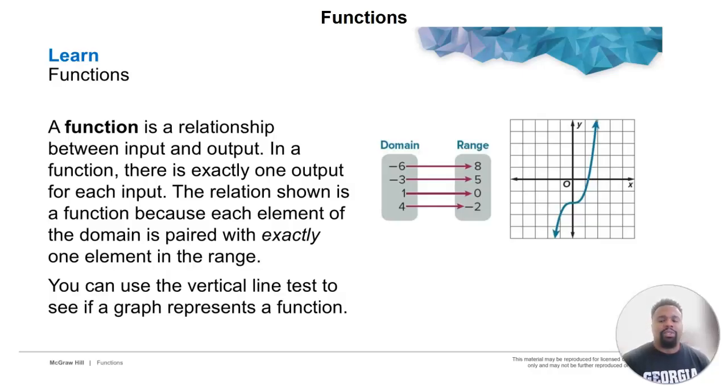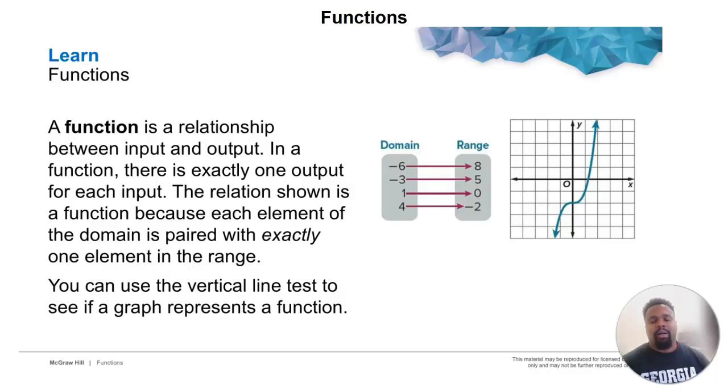In the previous lesson we talked about relations, right? So your x value, which is your domain, which is also your independent variable, and now your input. Your y value, which is your range, your dependent variable, and now your output. And so what you want to do is see that for every one input you have exactly one output.